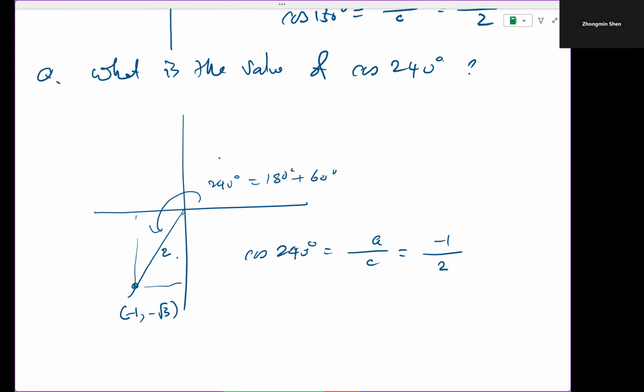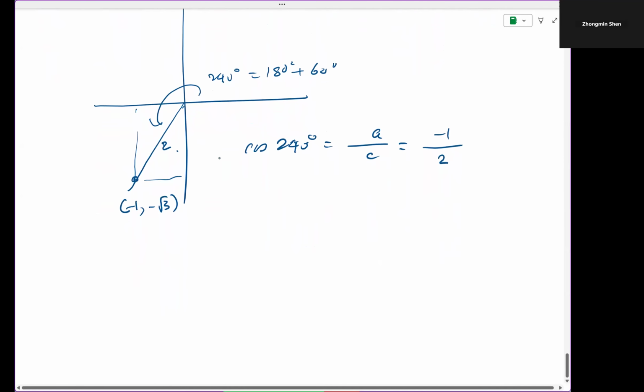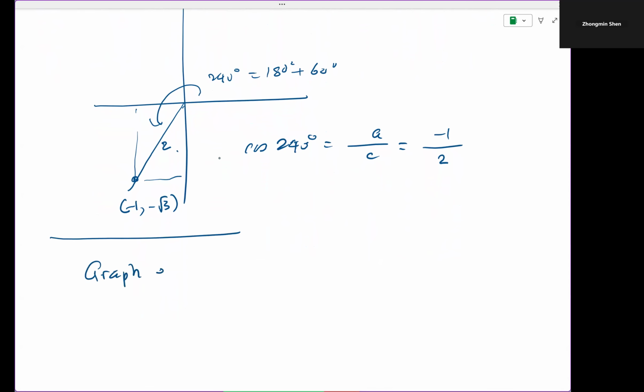So how do we calculate the sine? And then using sine and cosine, you can get tangent, cotangent, secant. That's all about the trigonometric geometry. Now let's try to figure out the graph. How about the graph? Let's figure out the graph of y equals sine x.